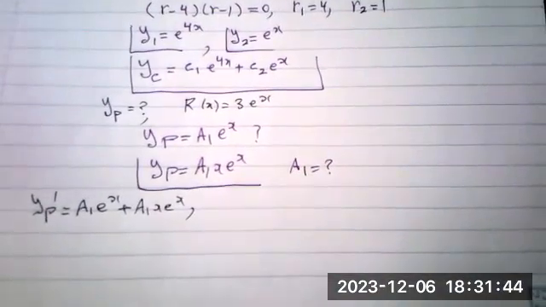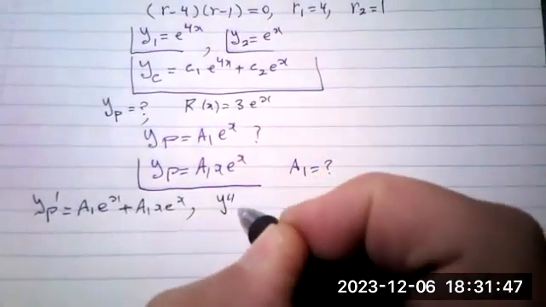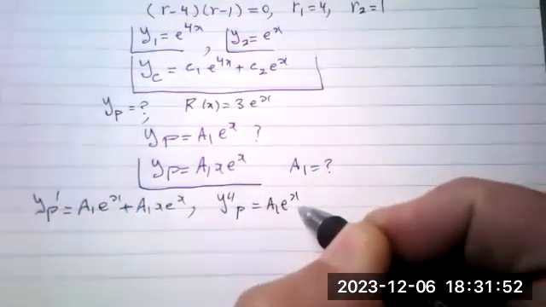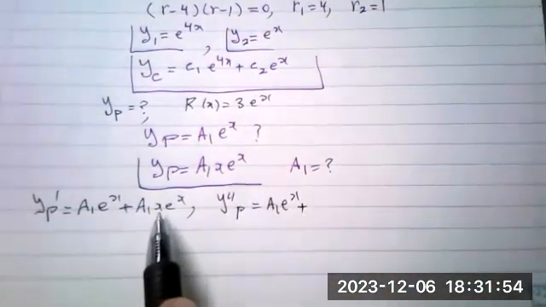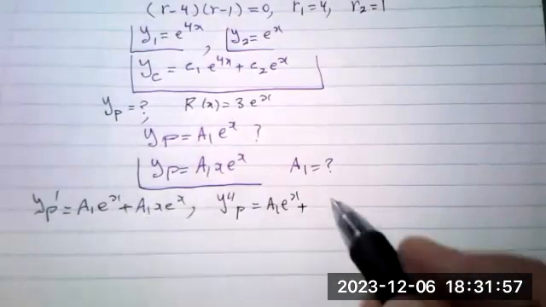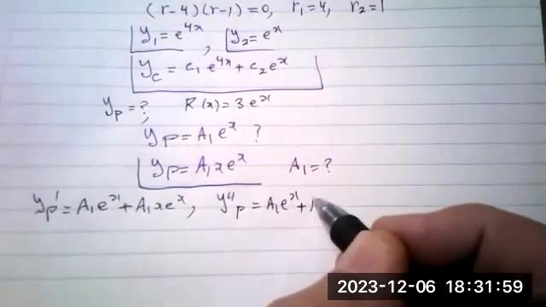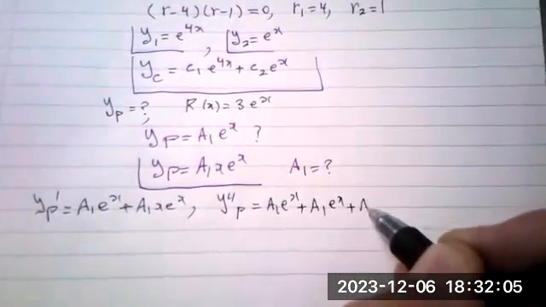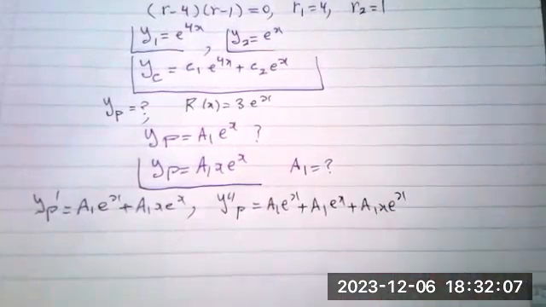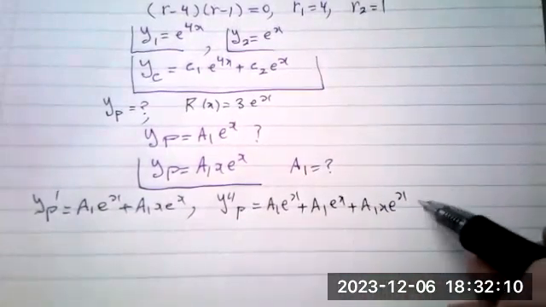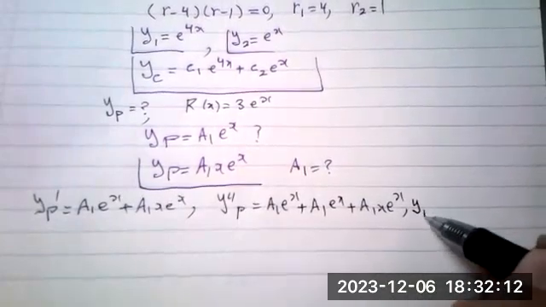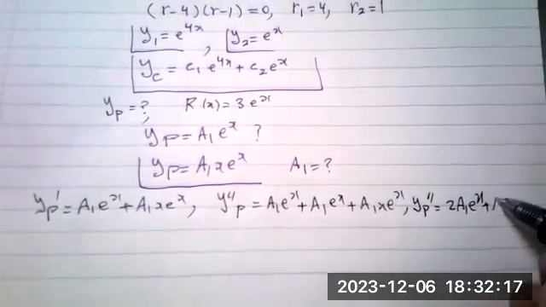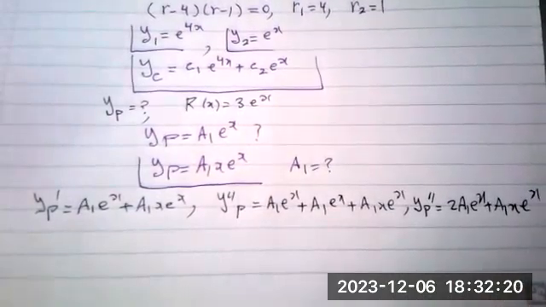And you need y double prime. So the second derivative of the first term is unchanged. The second term, again, you have to apply the product rule again. Derivative of the first times second would be A1 e to the x, and the second times first would be A1 x e to the x. You have these common terms, or like terms, so you put them together. So the y double prime would be 2A1 e to the x plus A1 x e to the x.